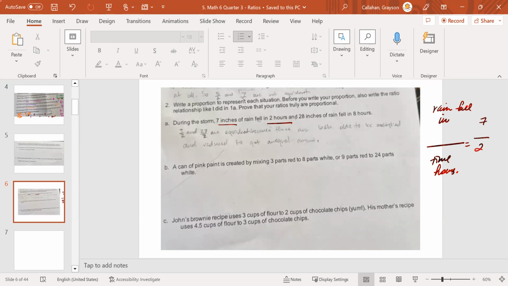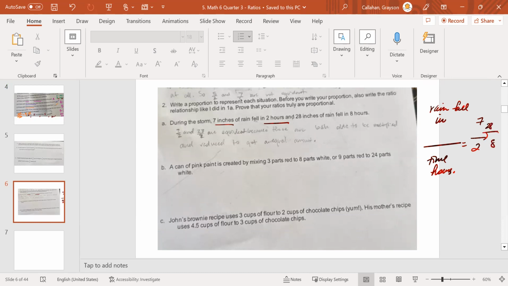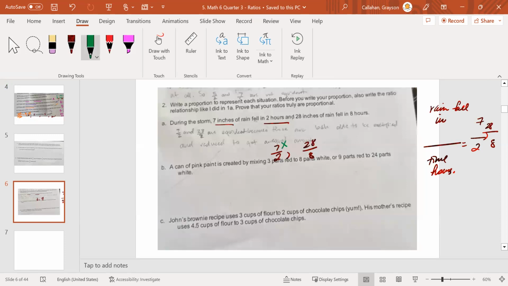And 28 in 8 hours, right? Write a proportion representing each situation. Well, you can just say 7 over 2, 28 over 8, right? And then you can just show that you multiply by 4, because 7 times 4 is 28, 2 times 4 is 8. Do you see that? That's all you have to do.